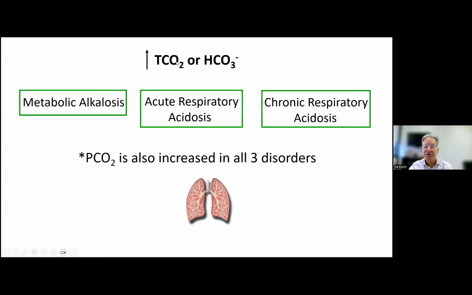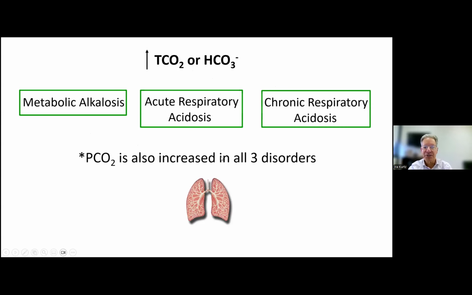Now, let's take the converse situation. Let's say you looked at the total CO2 and bicarbonate, like you should when you're answering the question, what acid-base disorders does my patient have? And you find that the total CO2 or the bicarbonate, if you have it, is elevated. Again, like in the downside, we always have 3 choices. In this case, though, the first choice is a metabolic alkalosis as opposed to acidosis. Again, we have our acute and chronic respiratory acid-base disorders, but they're in the opposite direction. It's either acute respiratory acidosis or chronic respiratory acidosis.